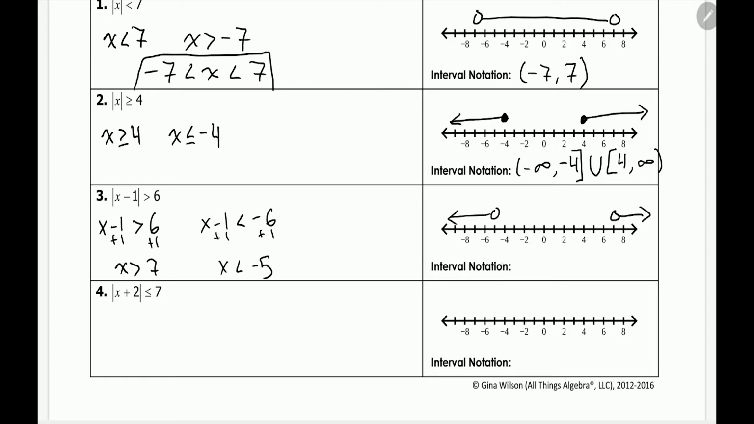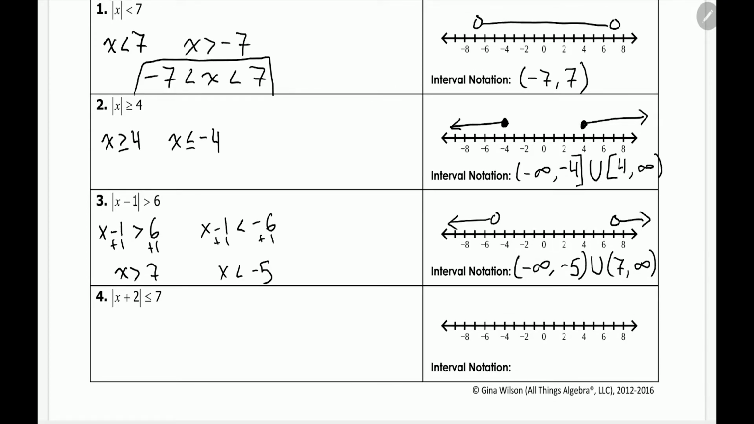Now we have to do our interval notation. So we start at negative infinity. We go to negative 5. It's an open circle, so we have parentheses. Union with, open circle, parentheses, 7, comma, infinity, parentheses. That's number 3.